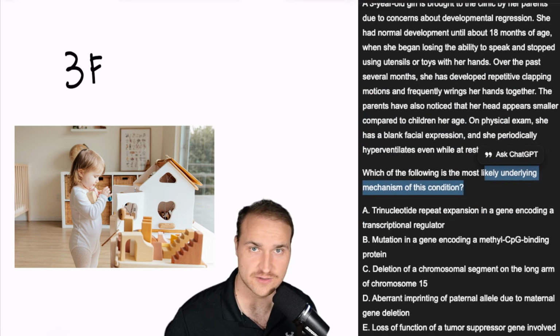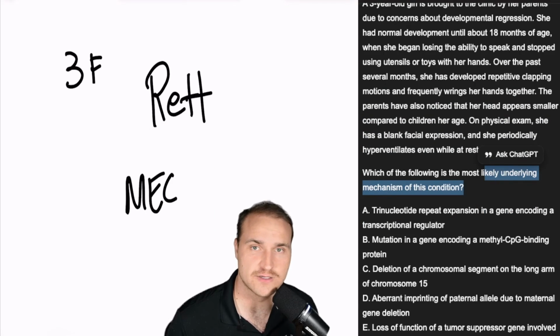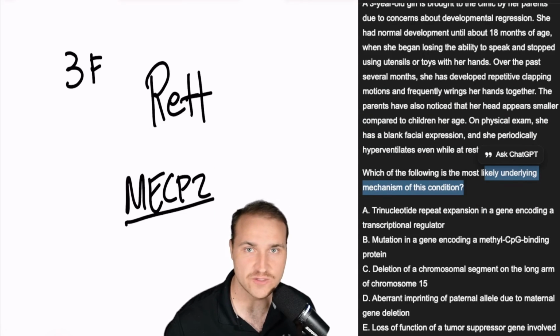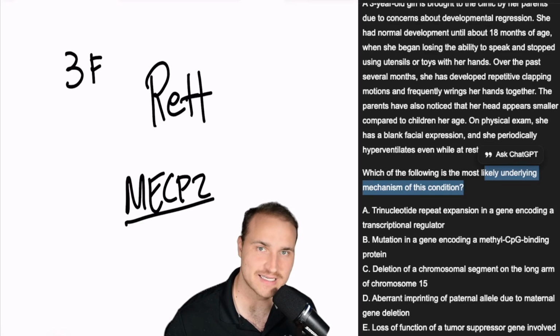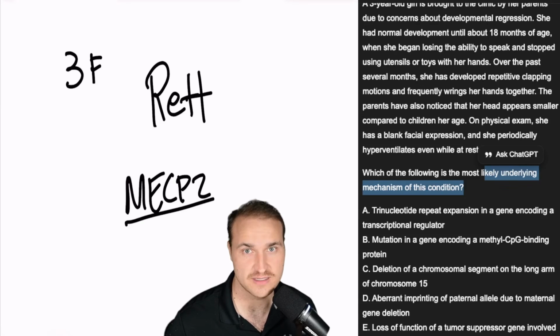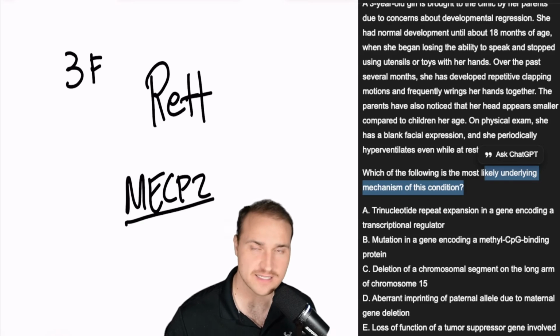Okay, those are our answer choices. So this condition is Rett syndrome. It's a mutation in the MECP2 gene, which is an X-linked dominant mutation that's usually lethal in males. So MECP2, it's a critical transcription repressor that keeps the genes in check in the neurons. When it fails, the neurons can't mature normally.